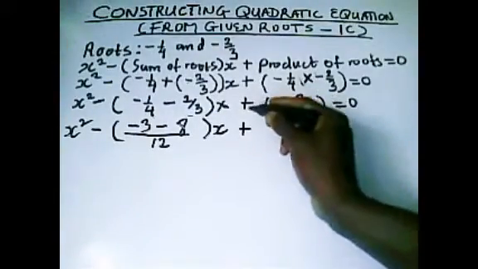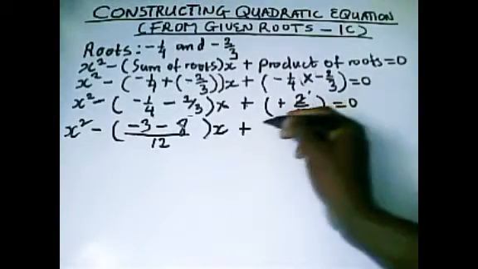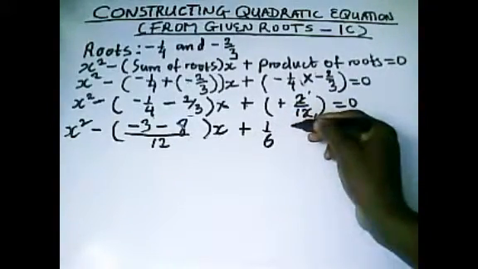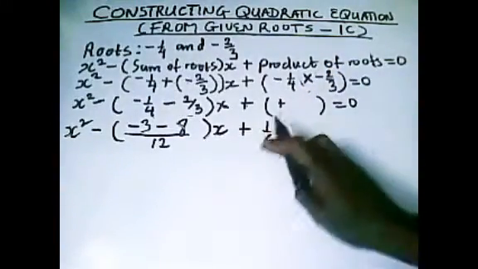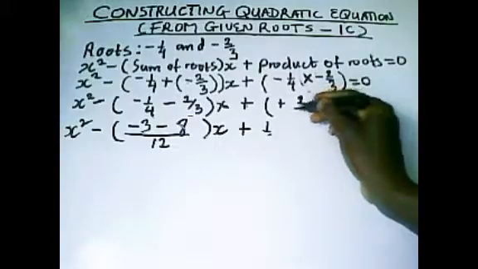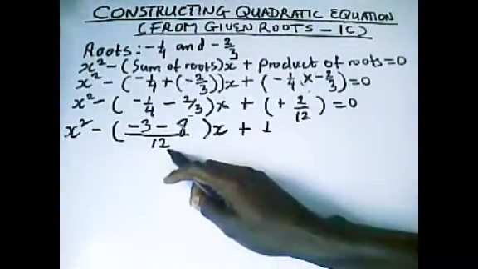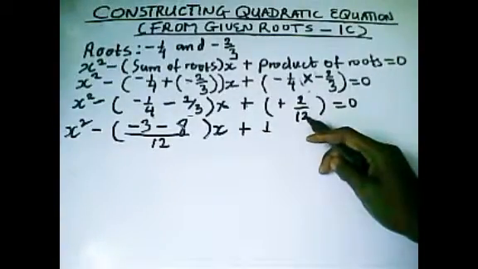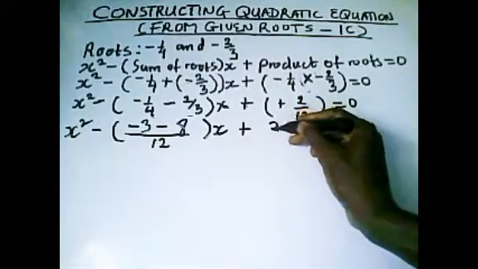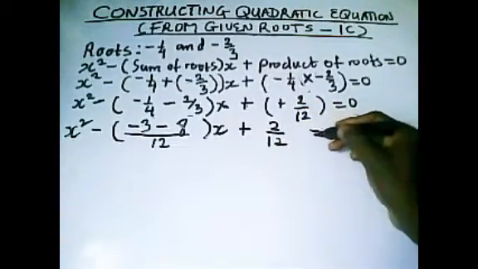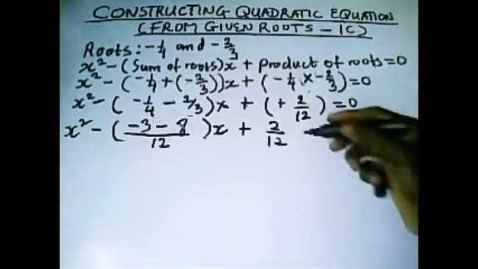Then over here we can clear the bracket. Plus plus is plus, then we have 2 over 12, which could be reduced to 1 upon 6. But I would prefer we leave it that way. Why are we leaving it that way? Because over here we know that the LCM is 12, and here we already have our 12. So later on, when we are taking the LCM to clear the fraction, we are going to take it as 12 instead of doing the calculations all over again. So it's better we leave it this way.